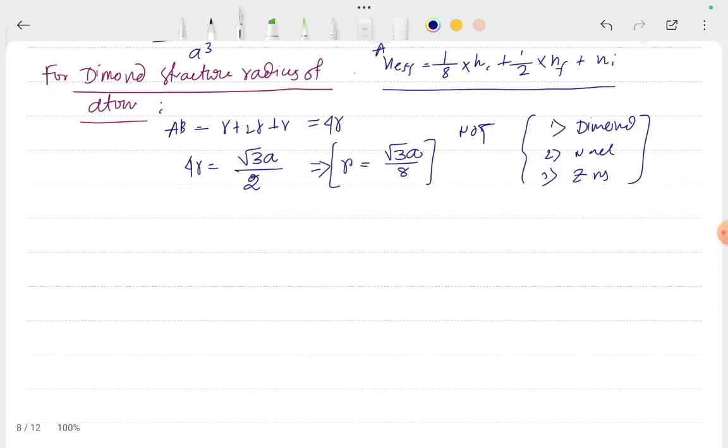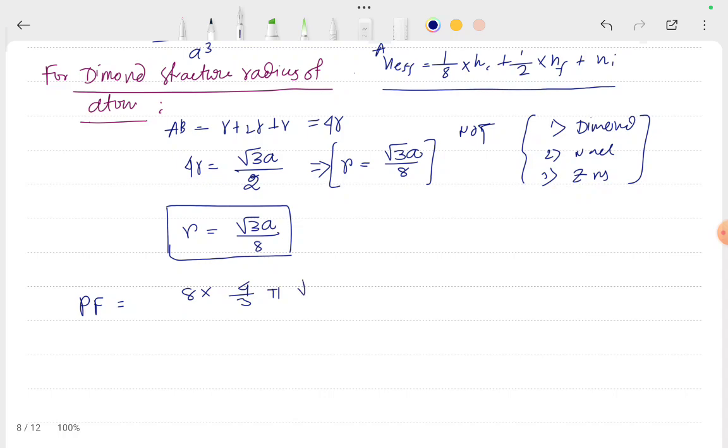Okay, so r equals root 3a upon 8. This is the radius of diamond crystals. You have got the radius for diamond crystals, right? So now the packing fraction PF equals 8 into 4 by 3 pi, root 3 by 8 whole cube, a cube upon a cube.